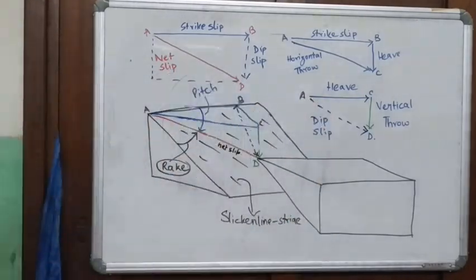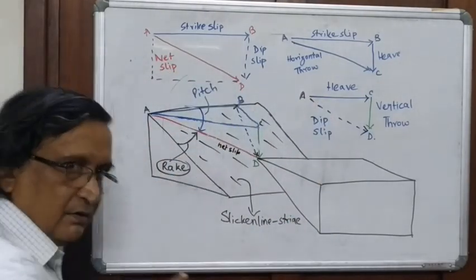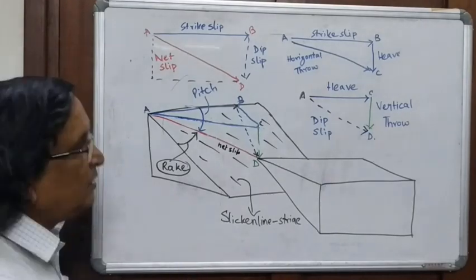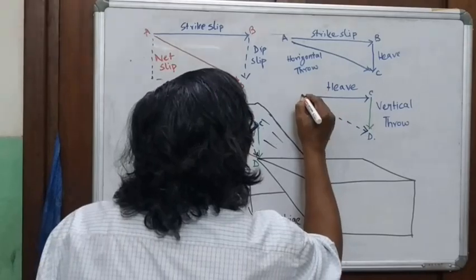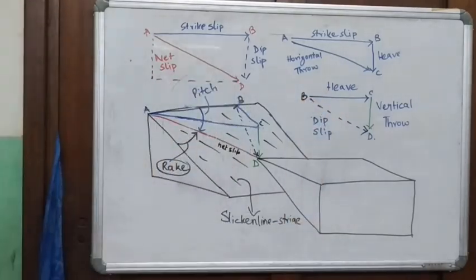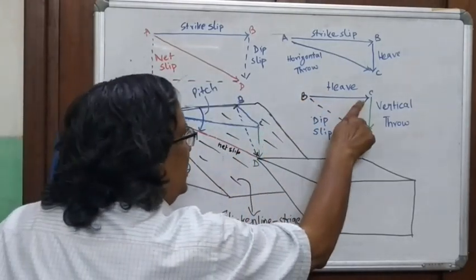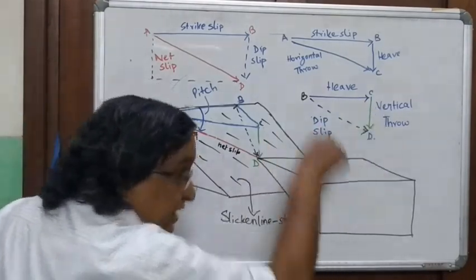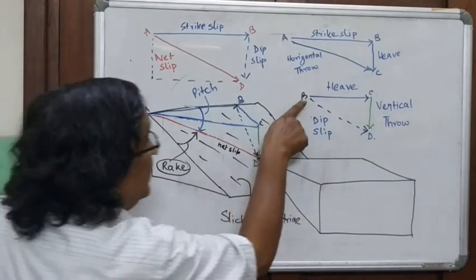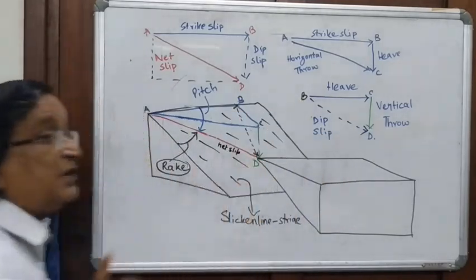ACD. So this is ACD, right? So BCD, the dip. Oh, BCD. Yes, sir, BCD. So in BCD, BC is the heave, CD is the vertical throw, and BD is the dip slip.